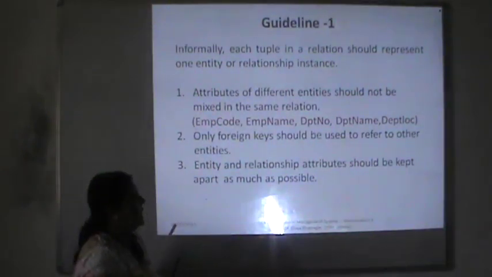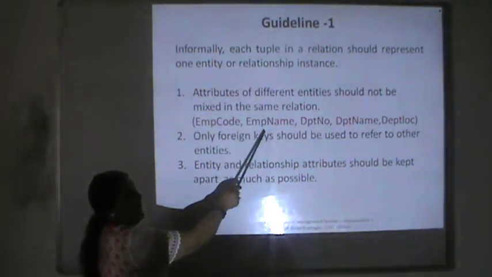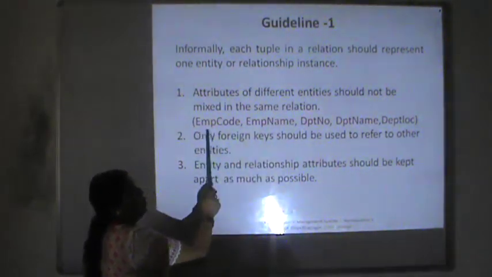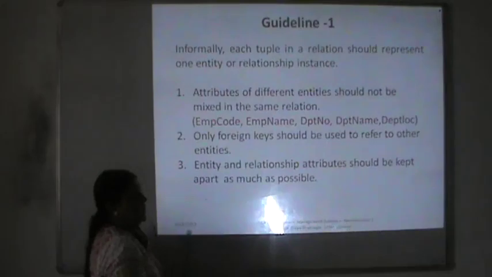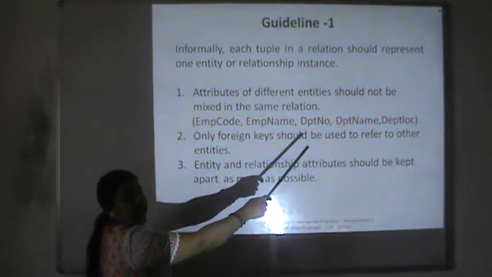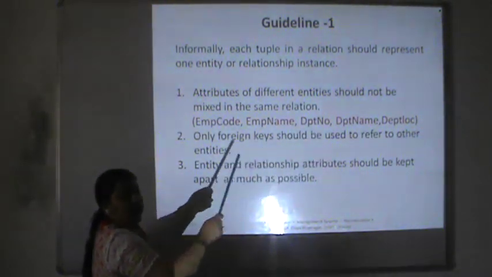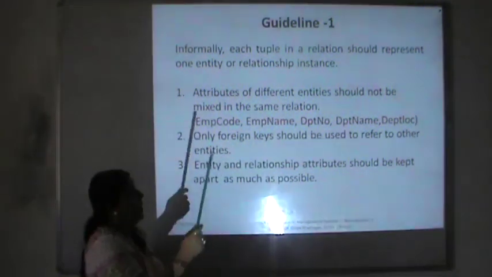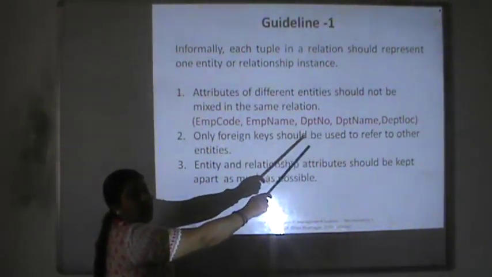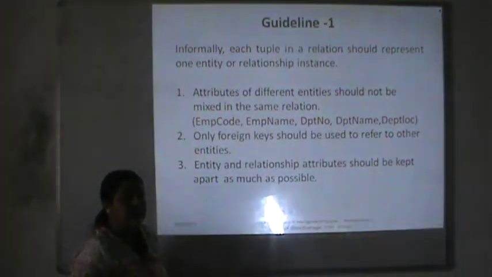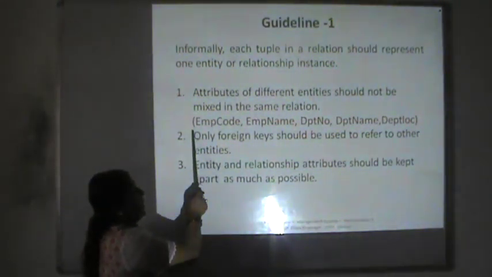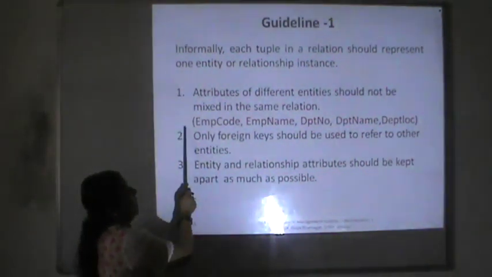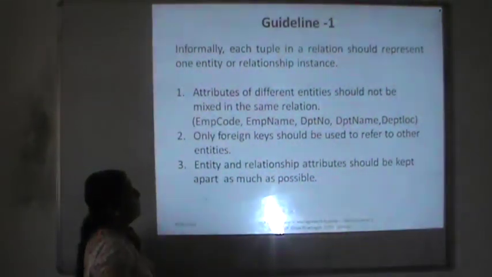So as we can see, employee code and employee name and probably the department number belong to employee. But department number, department name, and department location are the attributes identifying a department. An employee and department are two different entity sets. So this is not a good relational database. This is not a good design.